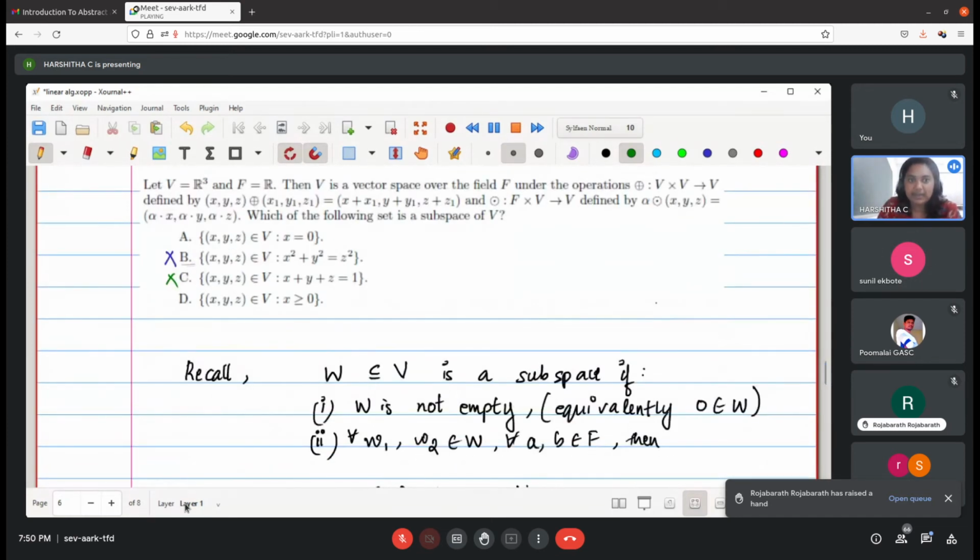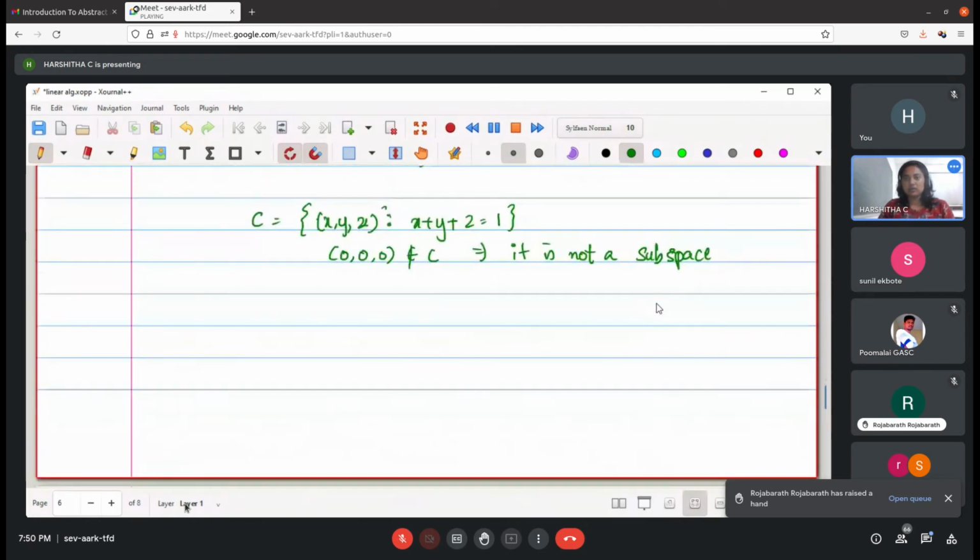Now the last one, x, y, z such that x is greater than or equal to 0. So option D is x, y, z such that x is greater than 0, which is like this half. If this is the x-axis, y-axis, z-axis, one half of it. So if you imagine in three-dimensional space, you're just dividing it into two parts and you're taking the positive x-axis. So is this a subspace?